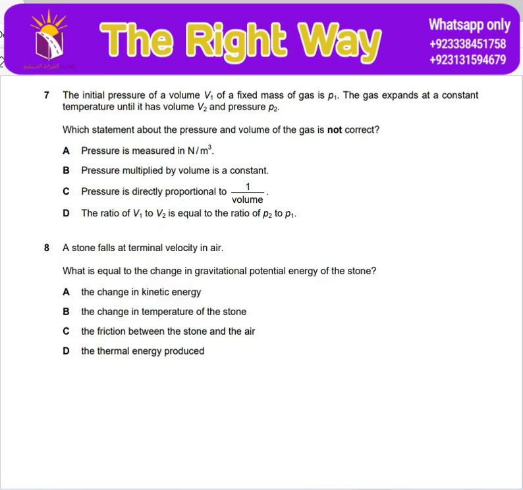Question number 7. The initial pressure of a volume V1 of a fixed mass of gas is P1.